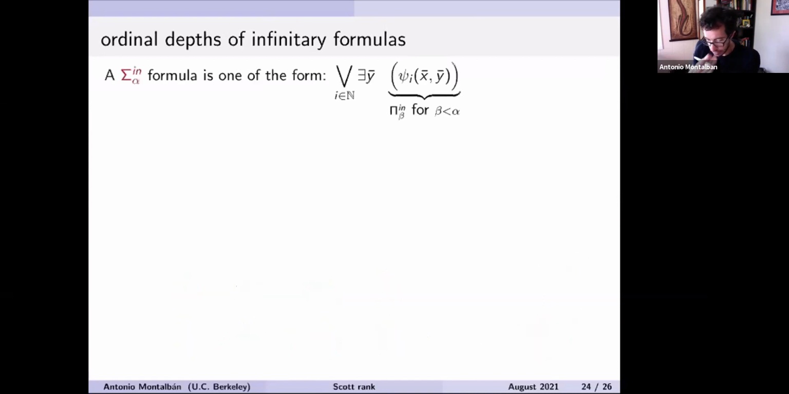Okay, so here is the definition in that case in general. Let me show you the pi beta formula first, which is the one that we just did. If you have an infinitary conjunction, and then the things inside are sigma gamma for gamma less than beta, then overall we have pi beta.